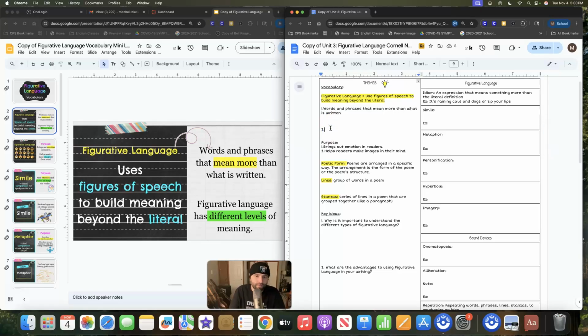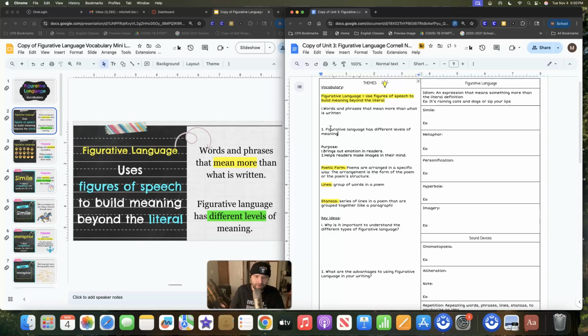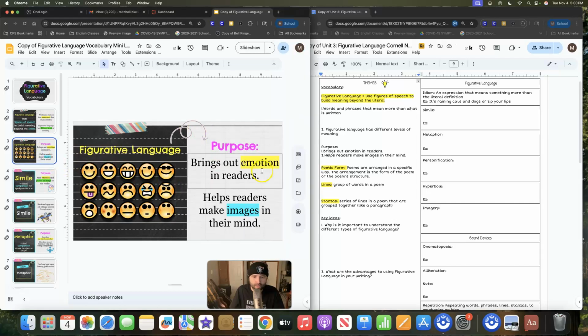And figurative language has different levels of meaning, which is kind of what we were just saying there, right? It could have meaning that affects your emotions. It could have meaning that affects what you think. It could have meaning that affects, like, the imagery that you're seeing or the pictures in your head.